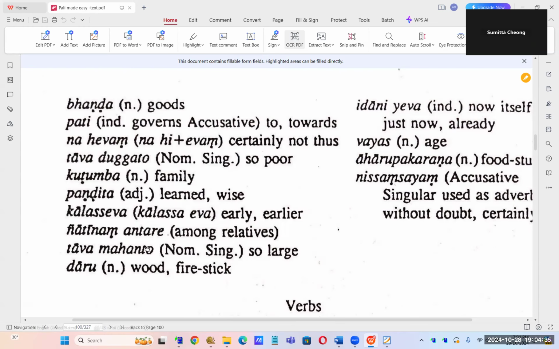Genitive. It should be genitive. Yeah. Okay, plural. Yeah, plural, right? Yes, okay. So is it tawa here? So antara is the locative.